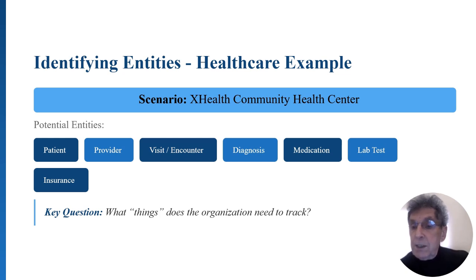Maybe you need separate entities for doctors and nurses because they have very different attributes. Or maybe you combine them into a single provider entity with a role attribute that distinguishes among them. The process of identifying entities involves understanding the business domain. What does the organization actually need to track? Talk to stakeholders. Review existing forms and reports. Look at what questions the system needs to answer.